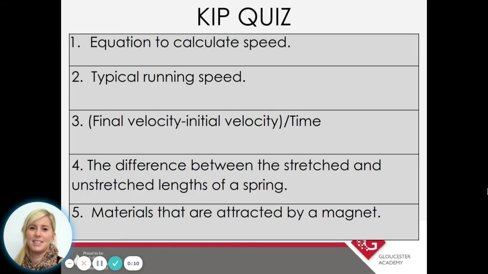So we're doing a lesson today on acceleration. So let's start with our KIP quiz today, and then later on in the lesson you will need a calculator, so make sure you've got that ready. So you can always pause the video now to get a calculator.